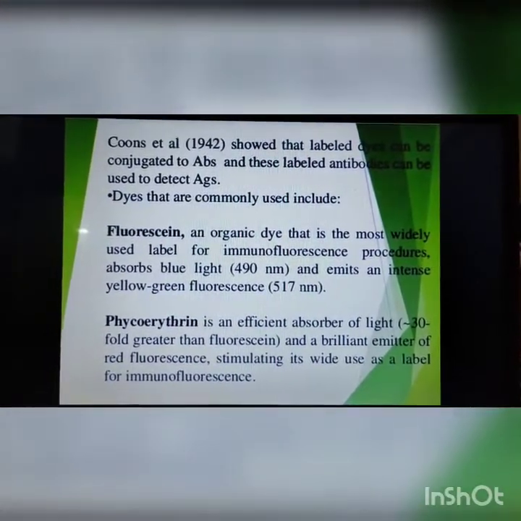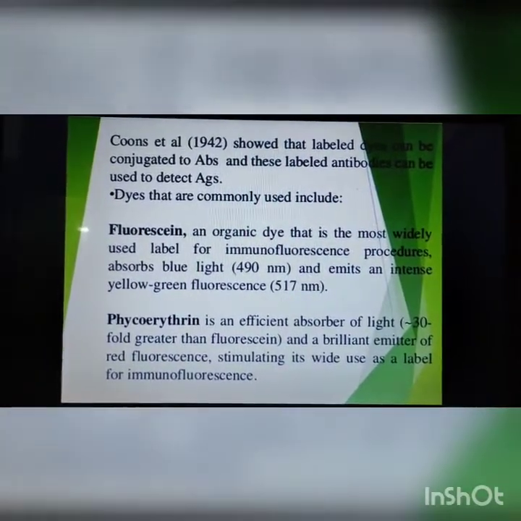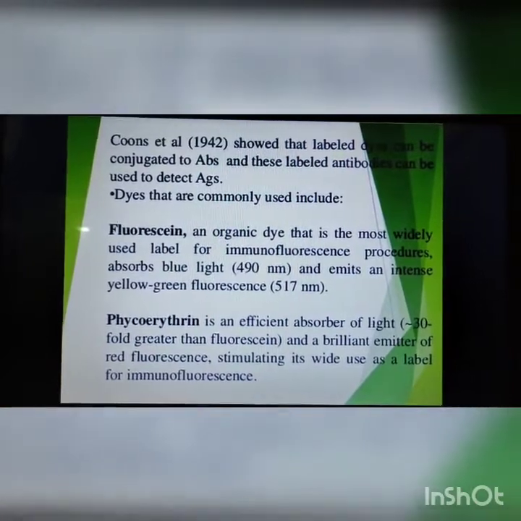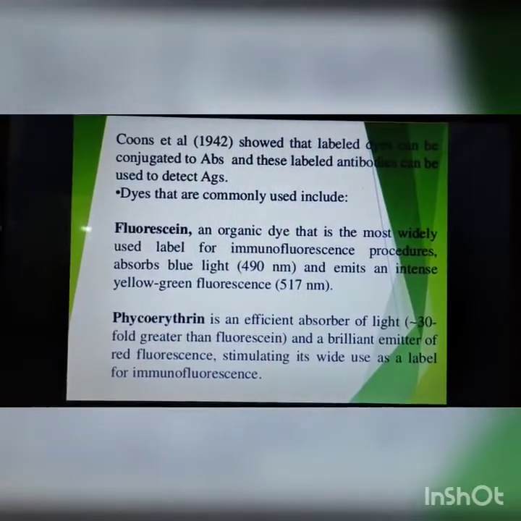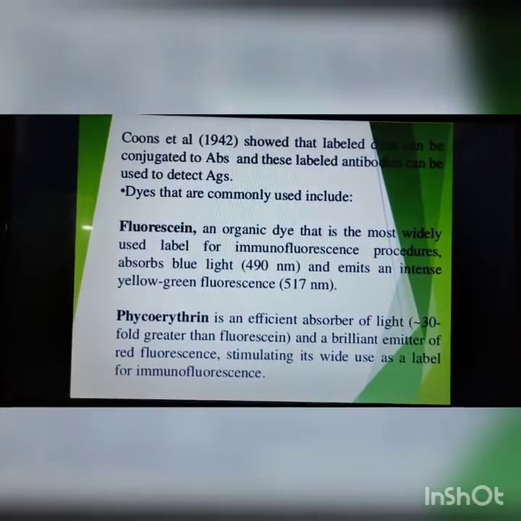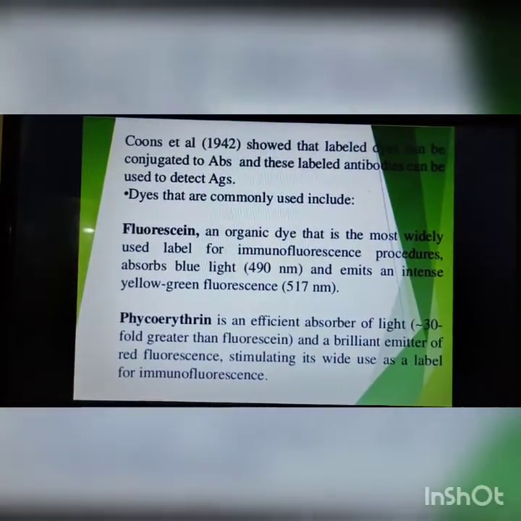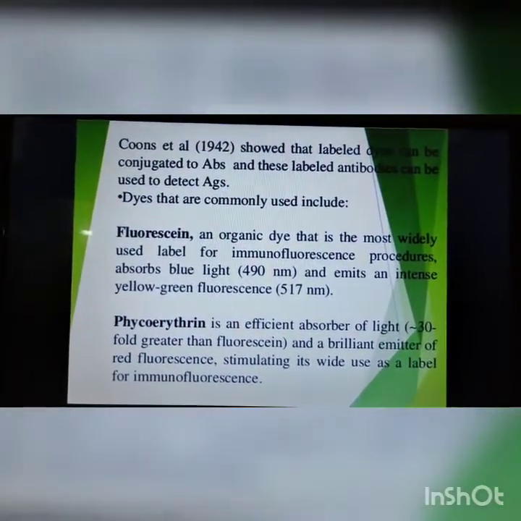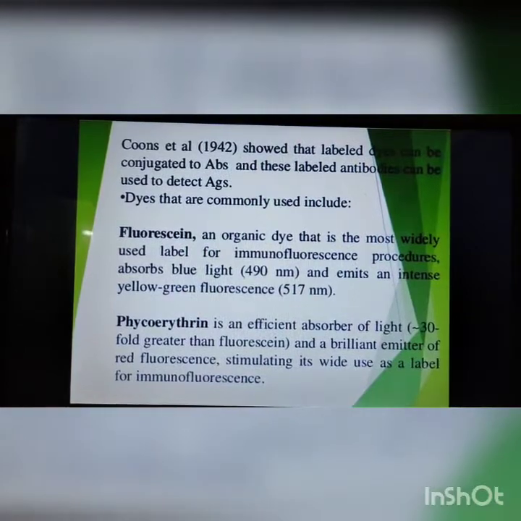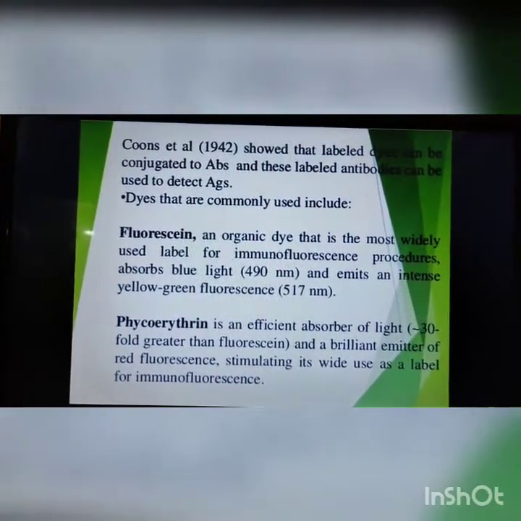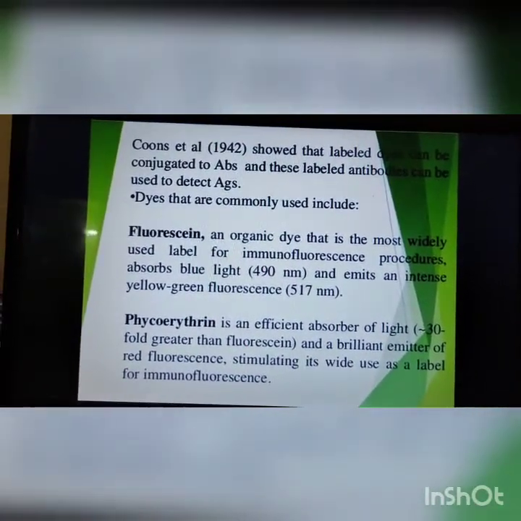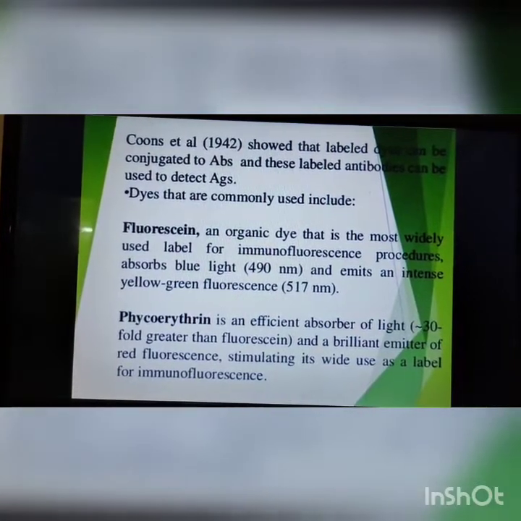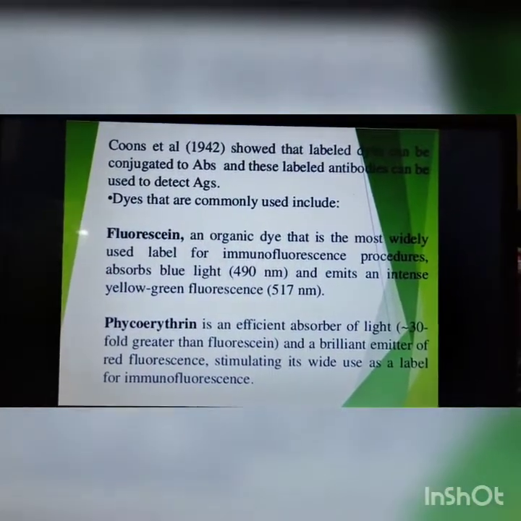these labeled antibodies can be used to detect the antigen. Dyes commonly used include fluorescein and phycoerythrin. Fluorescein is an organic dye and is the most widely used for the immunofluorescence procedure. It absorbs blue light at 490 nanometers, but when it fluoresces, it emits green-yellow color light at 517 nanometers.